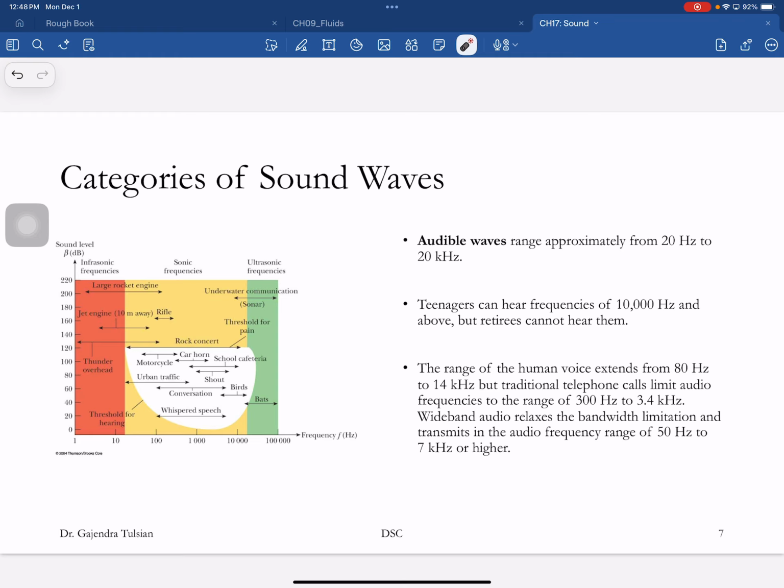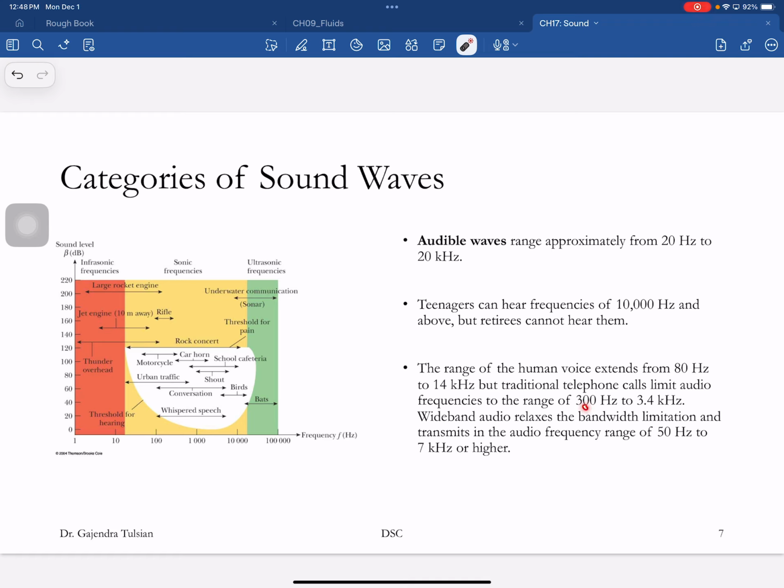Some businesses use that in reverse. If you go to an expensive mall with expensive stores, and they want to keep the teenagers out, they'll play a high-pitched sound which teenagers find annoying, and the older customers can't hear it. So they can use it both ways.